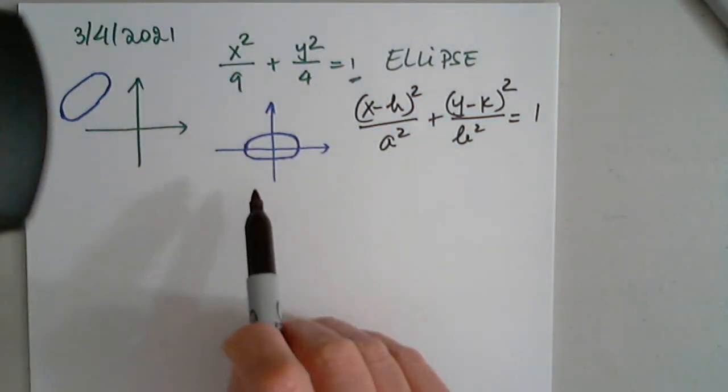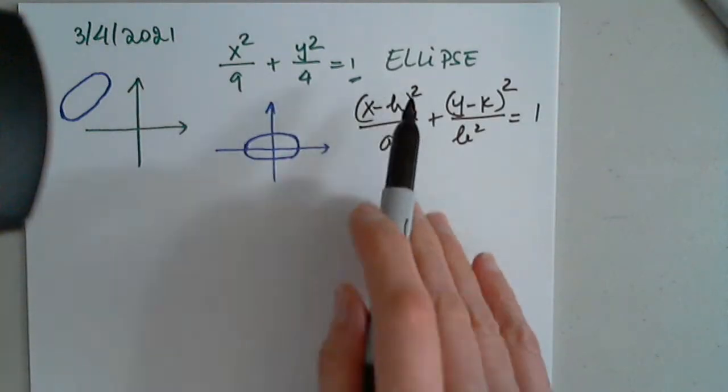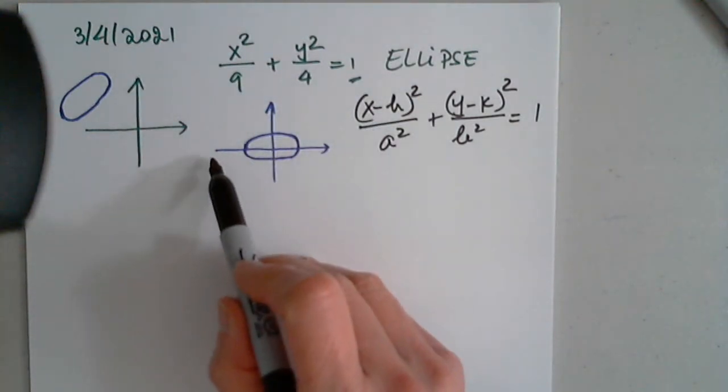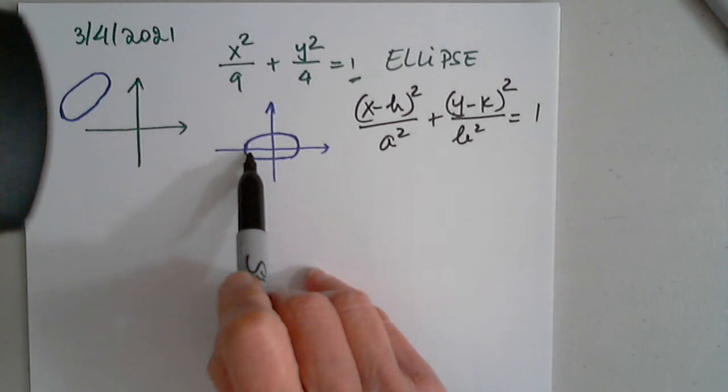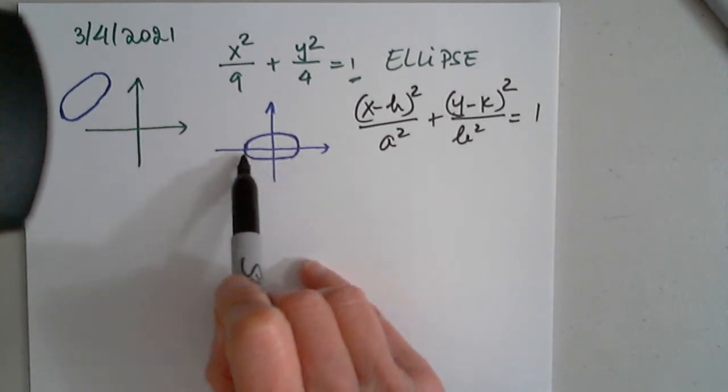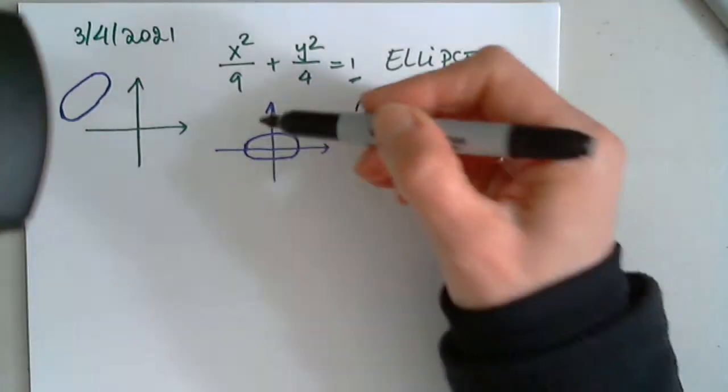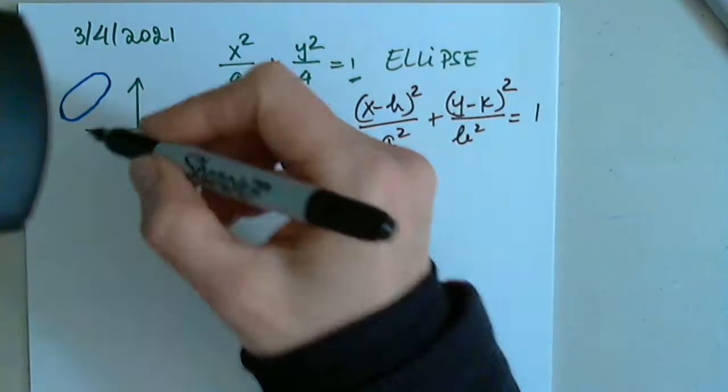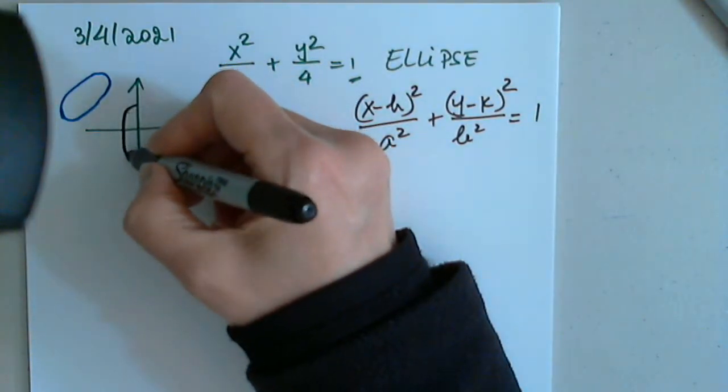Okay, so we normally look at ellipses that have the longest axis, the major axis, on the x-axis or the major axis on the y-axis. So something like this.